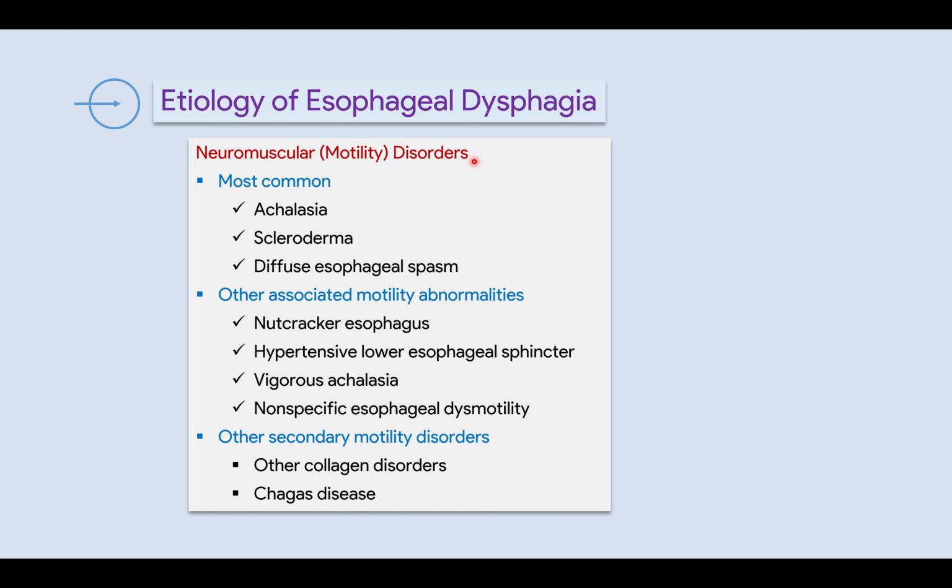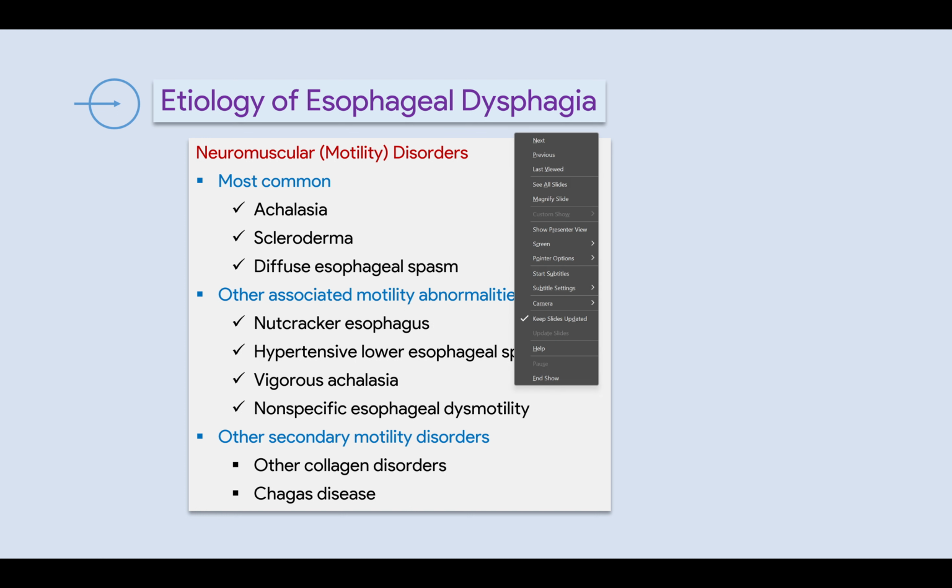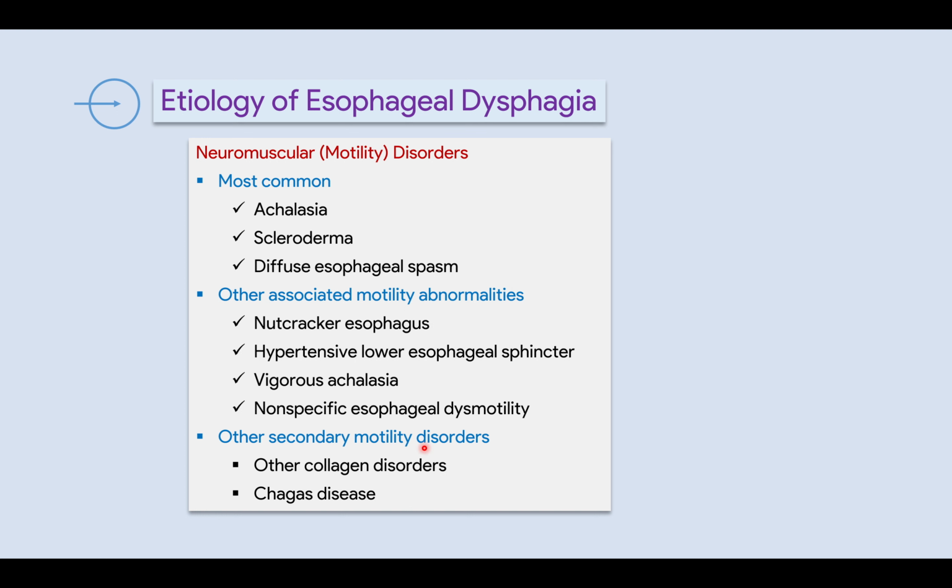So what are the characteristics of this? There will be dysphagia to both solids and liquid from the beginning, and these are non-progressive dysphagia. So what are the causes? Achalasia, scleroderma, and diffuse esophageal spasm. And there are some other rare causes of motility disorders such as nutcracker esophagus, hypertensive LES, vigorous achalasia, or non-specific esophageal dysmotility, and other secondary motility disorders such as Chagas disease.